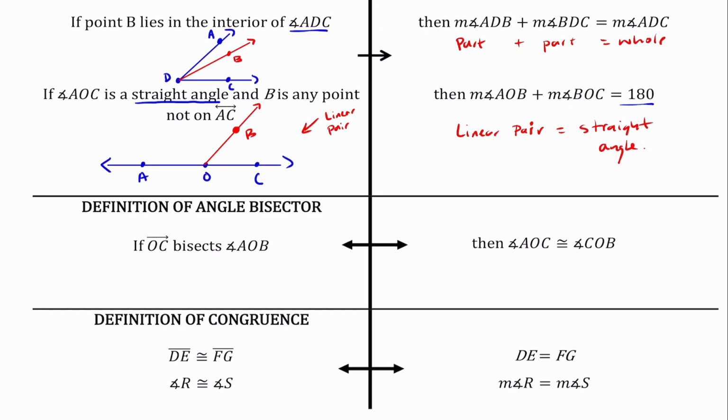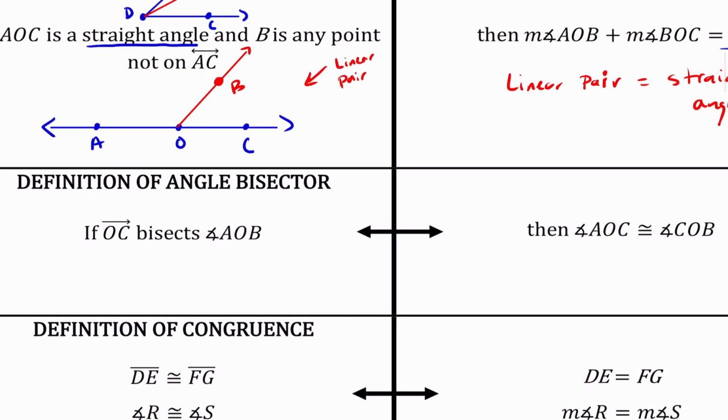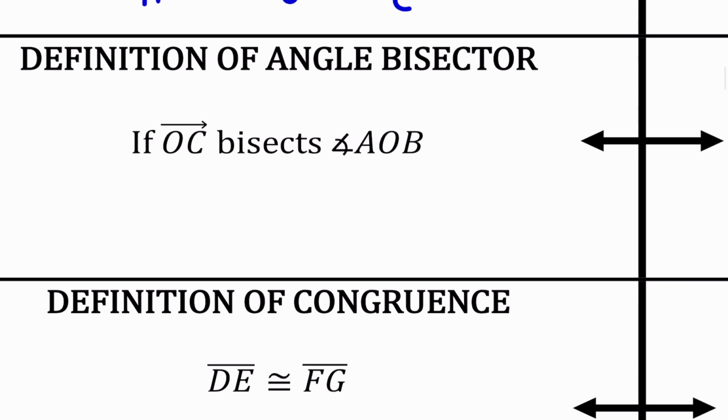Okay. The next one, definition of angle bisector. So this is a biconditional, it goes both ways. If ray OC bisects angle AOB, then angle AOC is congruent to angle COB. Or if angle AOC is congruent to angle COB, then ray OC bisects angle AOB. Again, that's the definition of angle bisector. So let me go ahead and draw this whole angle AOB.